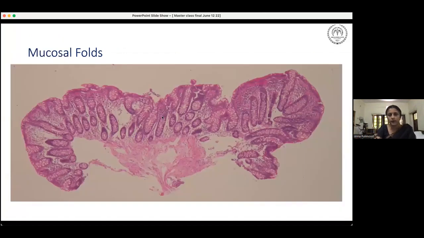At mucosal folds, and here, you know, this is the luminal surface, it's flat, but here there's a dip in the luminal surface. And at that fold, you can have branched crypts. And this is normal, it's not considered abnormal.